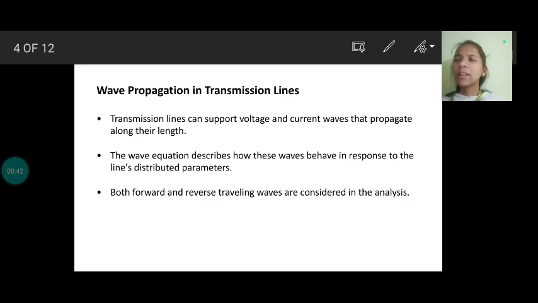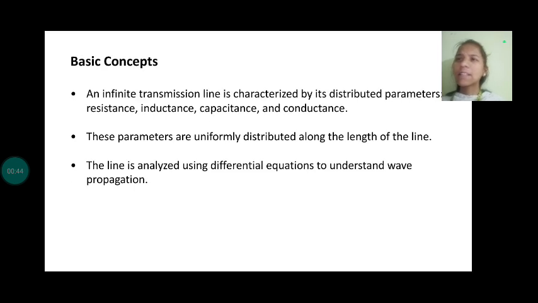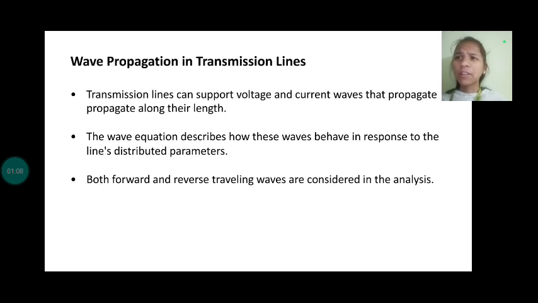Basic components. An infinite transmission line is characterized by its distributed parameters: resistance, inductance, capacitance, and conductance. These are the characterized distributed parameters. These parameters are uniformly distributed along the length of the line. This line is analyzed using differential equations to understand wave propagation.